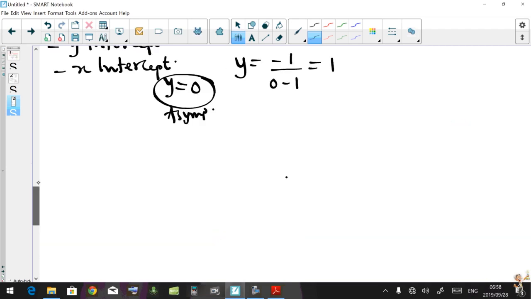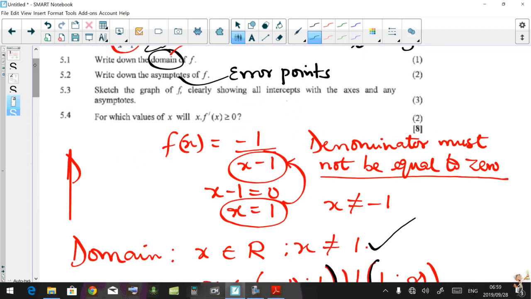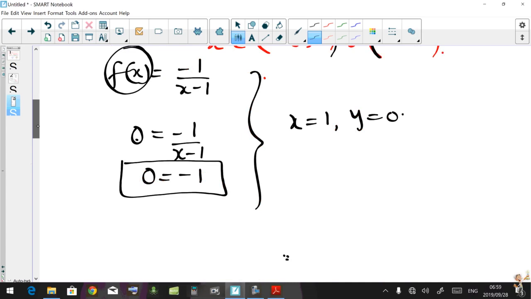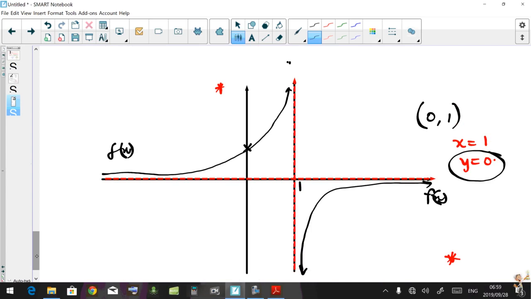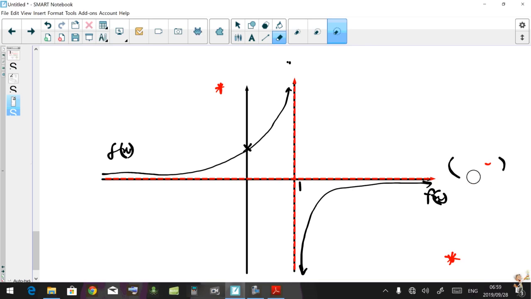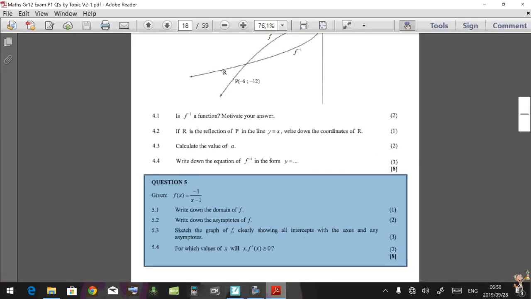That's how you sketch. The last question, I believe, says, for which values of x will x multiplied by f prime of x be greater than or equal to 0? I'm going to use the graph to work that out. For which values of x, okay, I want to write that here. So we're looking for x values. That's one thing you must quickly remember. We're looking for x values. All right, x multiplied by f prime of x be greater than or equal to 0. All right, lovely. Let me just make sure that we're on board. Yes.